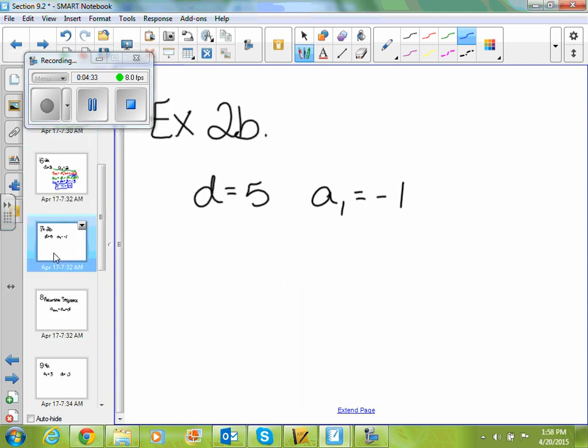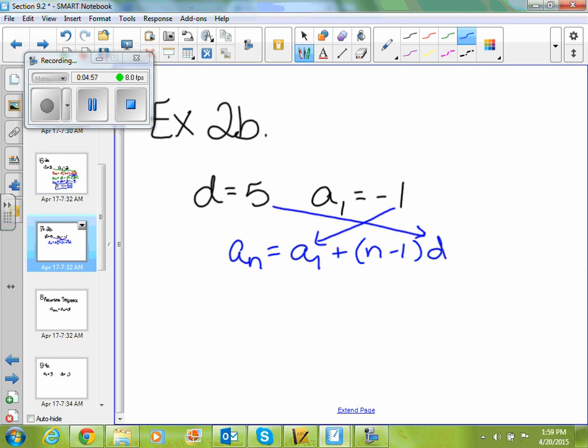Okay, so if I do another one like that, where I have a common difference of 5, and the first term of negative 1, I'm going to use the same formula, a sub 1 plus n minus 1 times d. And if I plug in my -1 and my 5, I get a sub n equals -1 plus n minus 1 times 5.